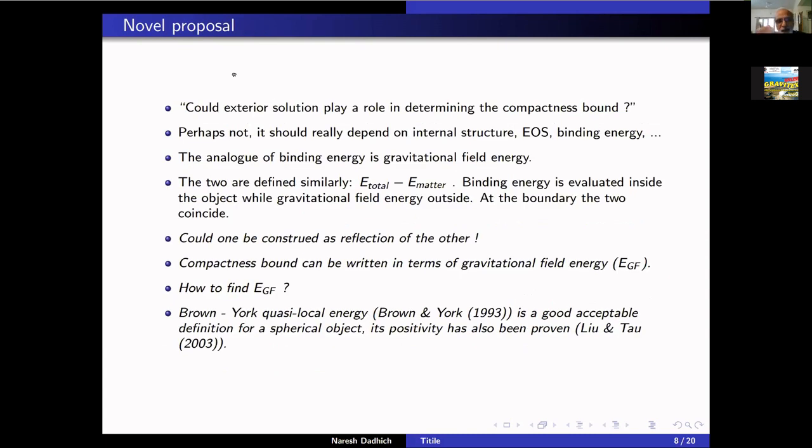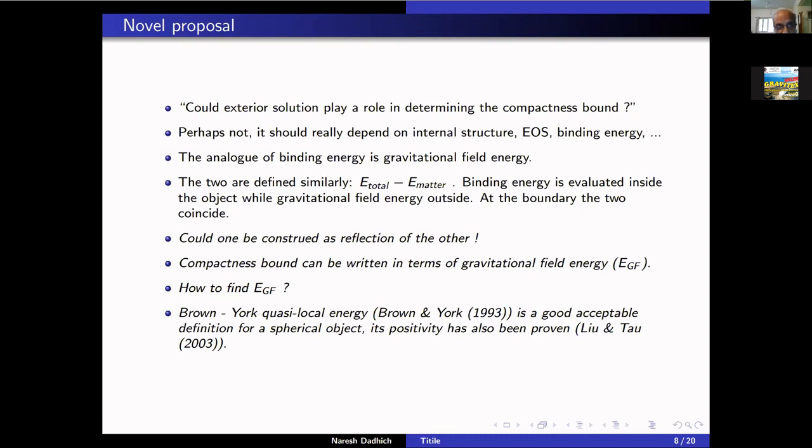So now, again, you simply ask the question: without referring to the interior, can we work out the compactness limit? Could the exterior solution play a role in determining the compactness bound? And obviously, perhaps you will say no, because it really depends on internal structure, equation of state, binding energy, etc.